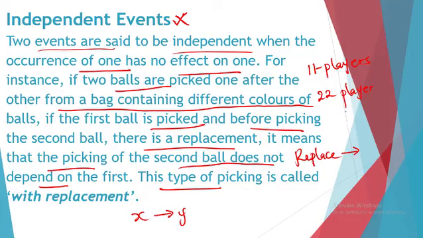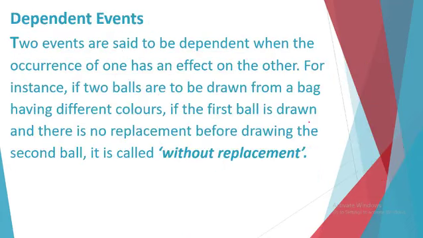Now when you remove one person from these 11 players, it becomes 10, and then you substitute someone, making it 11 again, and the total number of players is still 22. Now we call this an independent event, because it is with replacement.